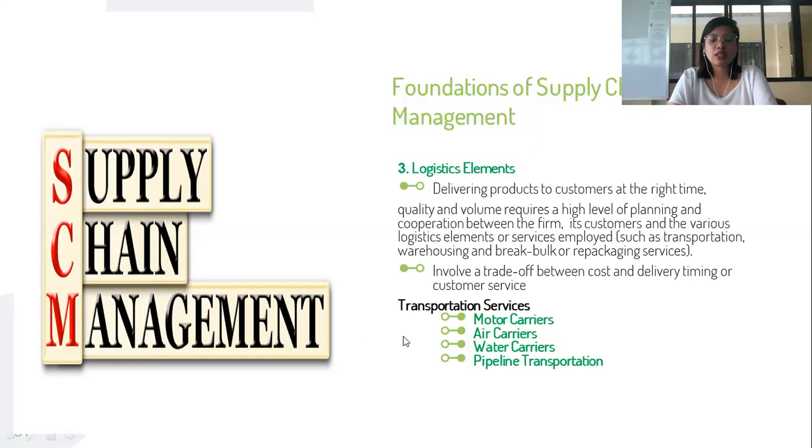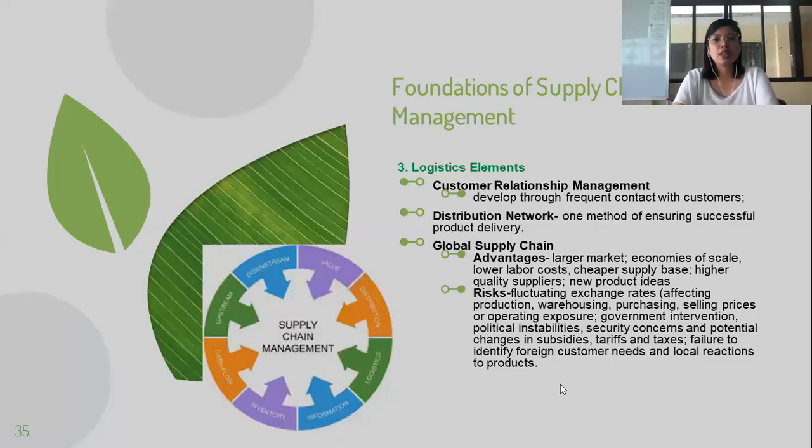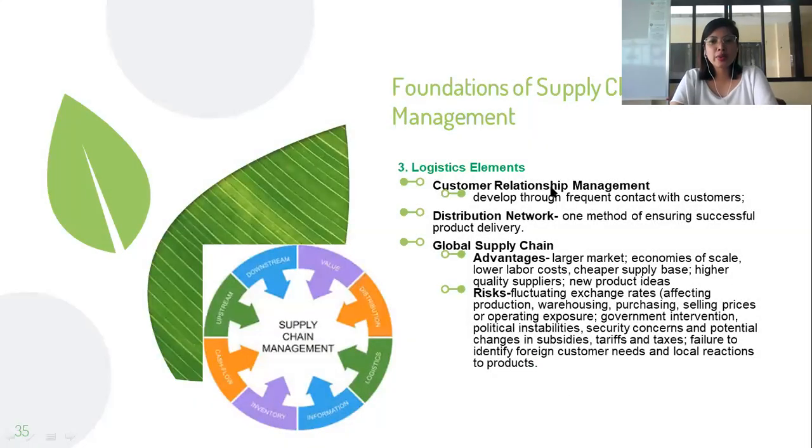So these are the transportation carriers: we have the motor carriers, the air carriers, the water carriers, and the pipeline transportation. Under logistic elements, we also have customer relations. This is developed through frequent contact with customers. A distribution network is one of the methods of ensuring successful product delivery. All of the restaurants and hotels have their own distribution network.